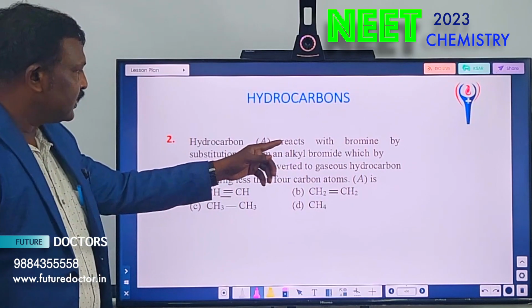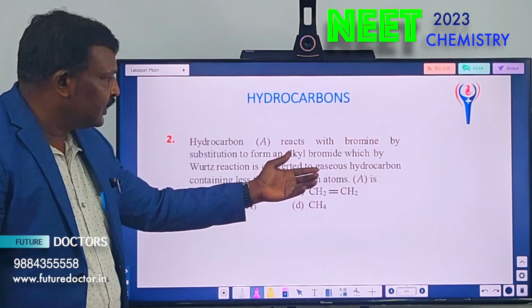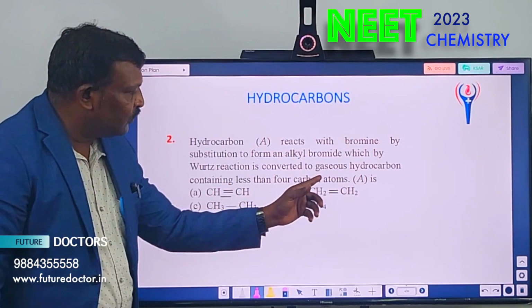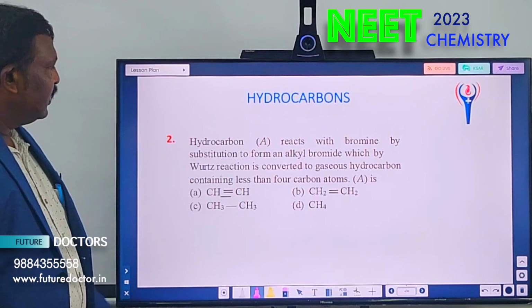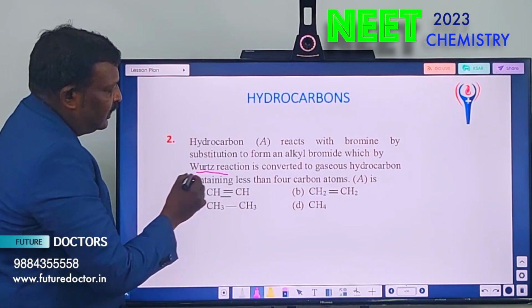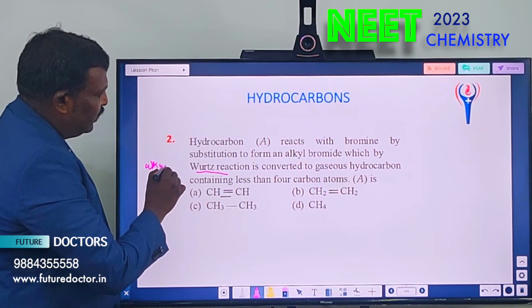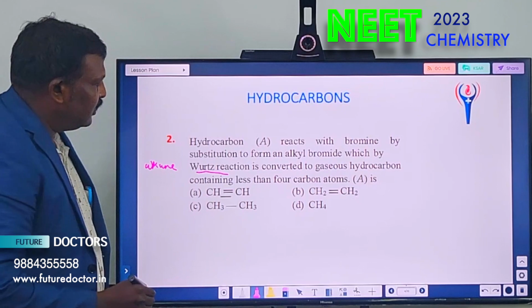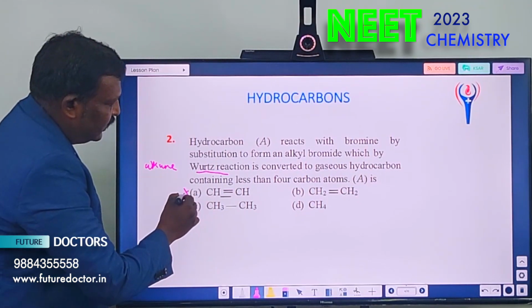Hydrocarbon A reacts with bromine by substitution to form an alkyl bromide, which by Wurtz reaction is converted into a gaseous hydrocarbon containing less than 4 carbon atoms. Any hydrocarbon can be taken, but in the Wurtz reaction we get only alkane as a product. So you can neglect the other options.